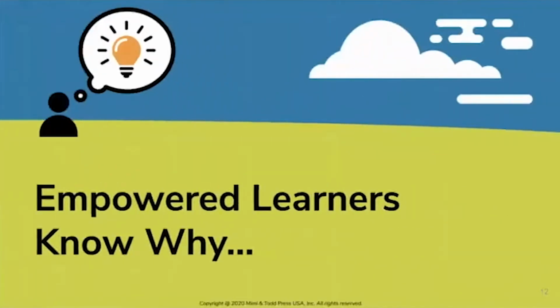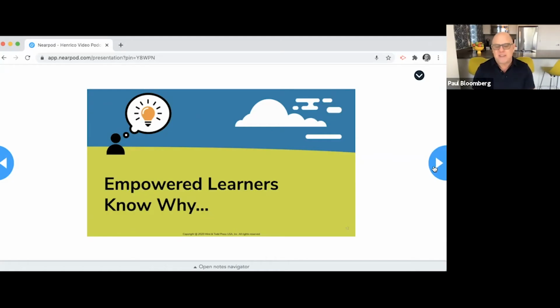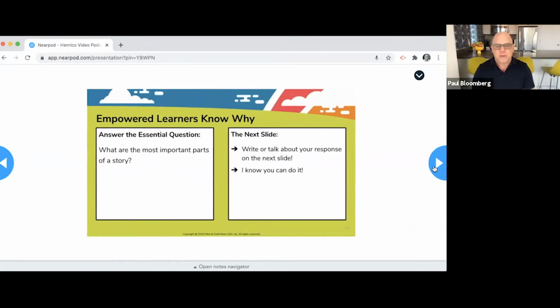Then, to achieve clarity, which more than doubles the speed of learning for your kids, they need to really start to think about why they're learning this. So what we've done is we've laid out an essential question or a series of questions that align to each task. And this one: what are the most important parts of the story? This also helps them to activate their schema before they start. It says on the next slide, they could write or talk about their response. And then I added a little, "I know you can do it."